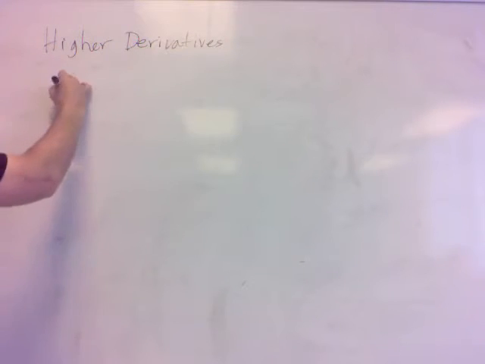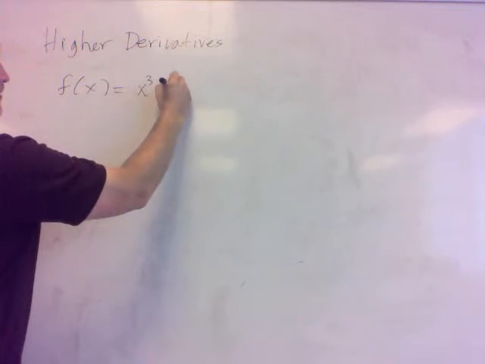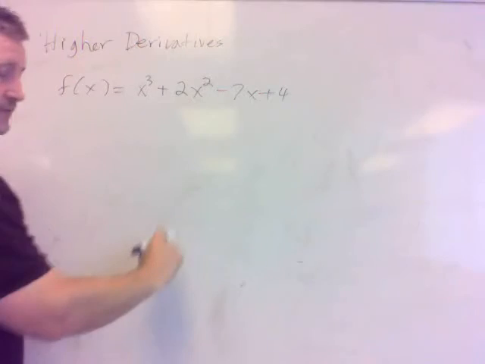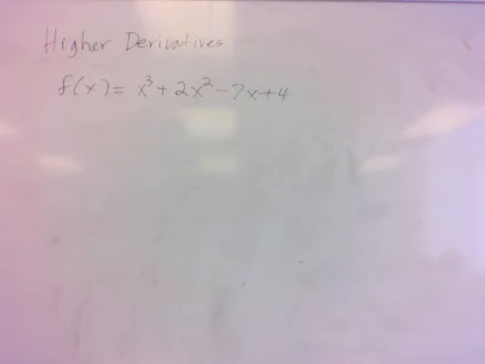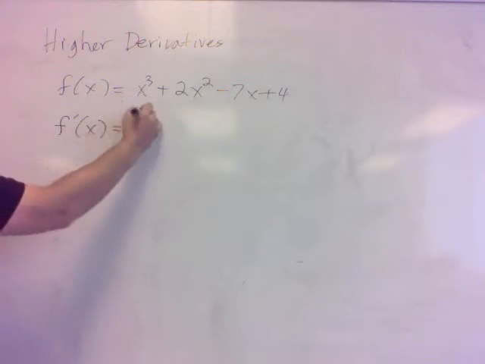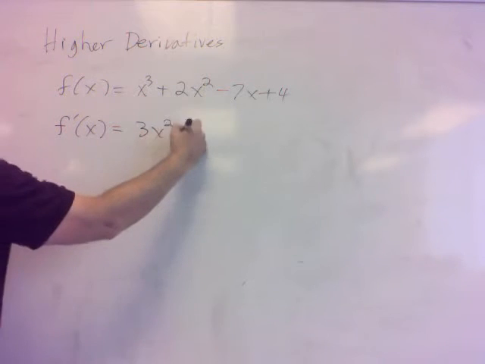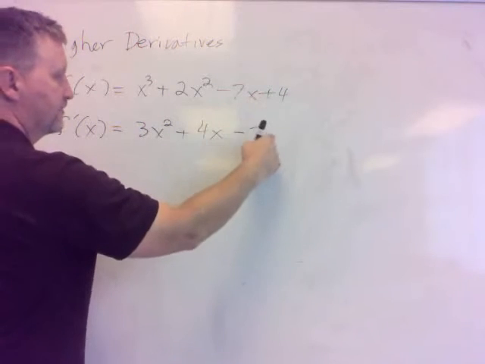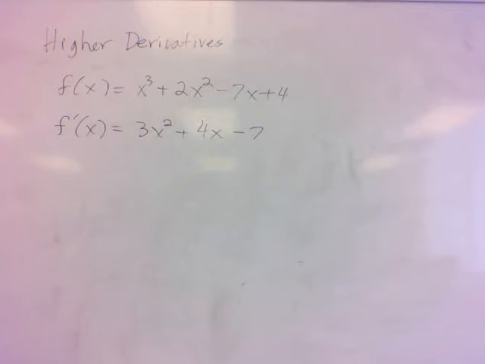Say we've got f of x equals x cubed plus 2x squared minus 7x plus 4. What's the derivative? Well, we're back to our regular polynomial, so it's all good. The derivative of x cubed is 3x squared. The derivative of 2x squared would be 4x to the first, and minus 7. The derivative of 4 would be 0, so the derivative is 3x squared plus 4x minus 7.